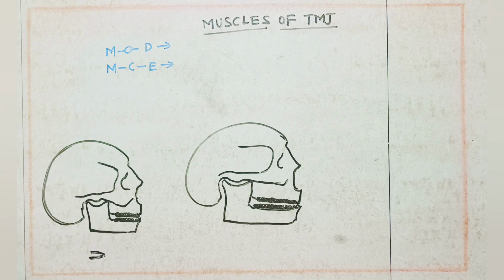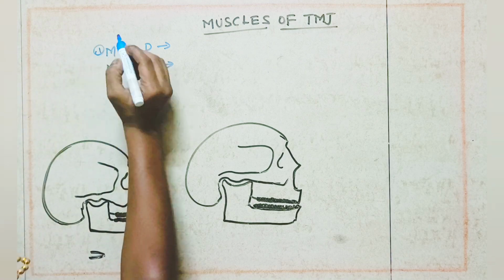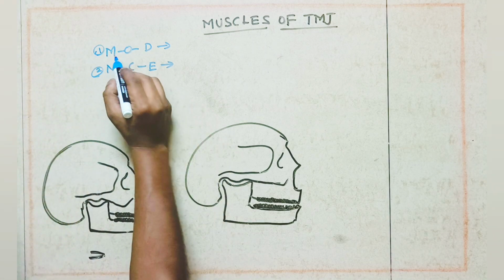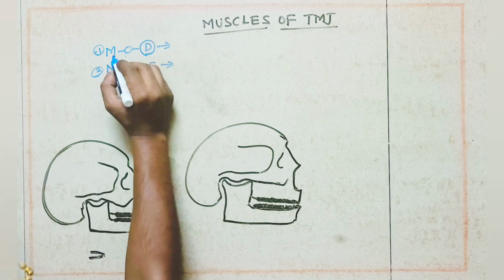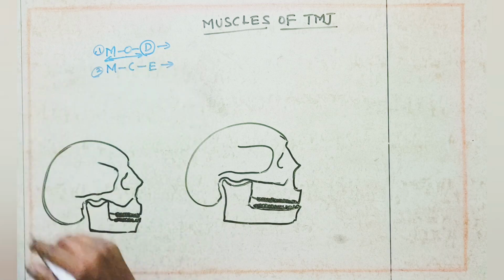Muscles of the temporomandibular joint. First one, mouth opening. Second one, mouth closing. Mouth opening is nothing but the mandibular depression.